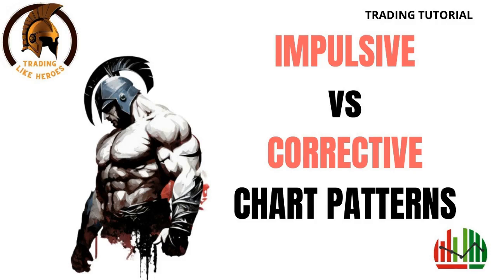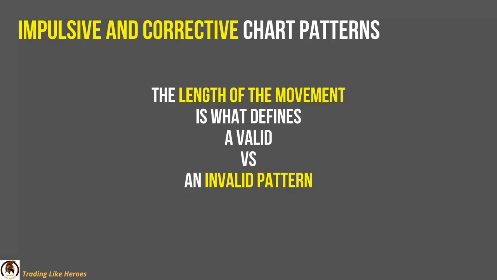Impulsive patterns are better for traders because they offer better opportunities for profit, whereas corrective patterns offer small profit and even losses. The length of the movement is what defines a valid versus an invalid pattern.